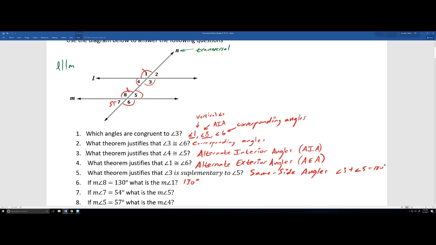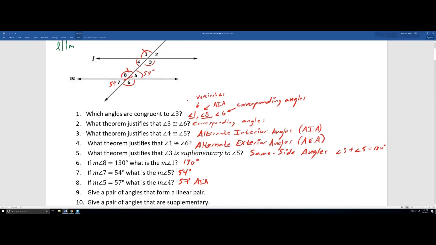All right, if measure 7 is 54 degrees, what is measure 5? Well, the measure for angle 5 is really a vertical angle, so it is also going to be 54 degrees, because those two are congruent. Now, if measure 5 was 57 degrees, what would be measure 4? Those are actually alternate interior angles. So if the measure for angle 5 was 57, then measure 4 would also have to be congruent, so the same, and it's again alternate interior angles. And that again is assuming that line L and M are parallel, which they say.